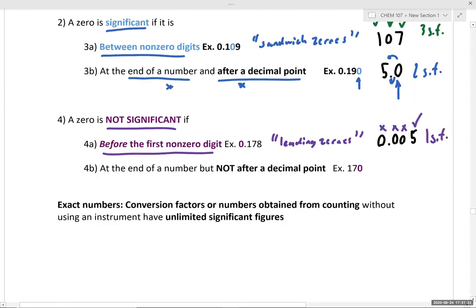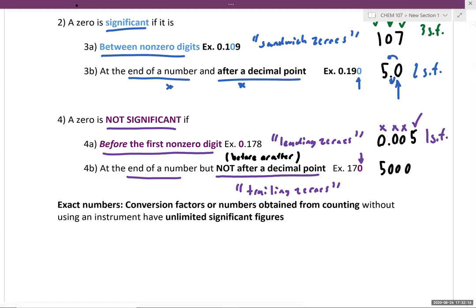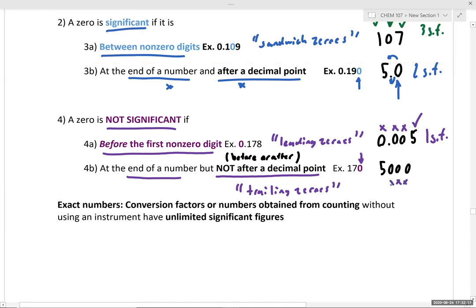The last case where a 0 is not significant is if it's at the end of a number but not after a decimal point. I like to call these trailing zeros. So for example, at the end of 170, it is at the end of a number, but it's not before or after a decimal point. Another example, 5,000, these trailing zeros are not significant. And as a result, this number would have 1 significant figure.